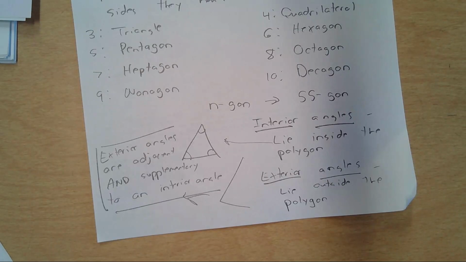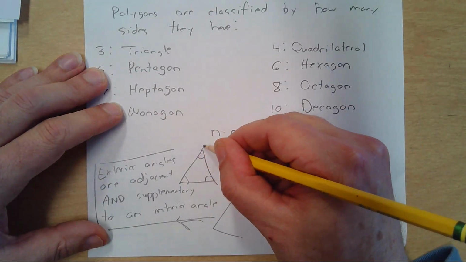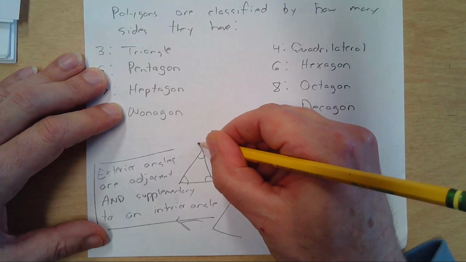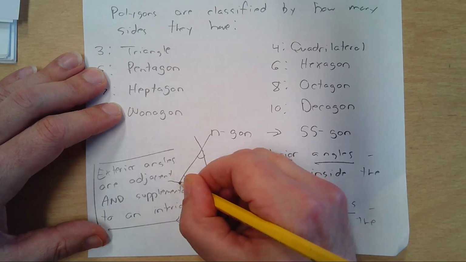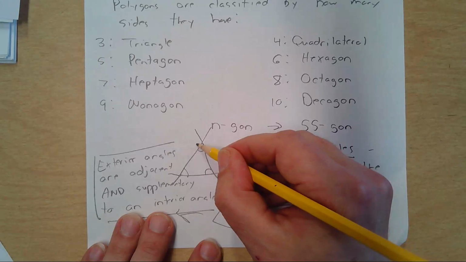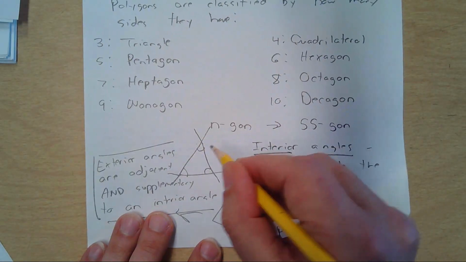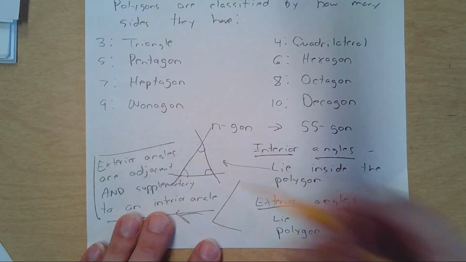So where are my exterior angles here? Well, if I keep these lines going here, if I just extend them out a little farther, we see all these new angles showing up. These are exterior angles. Exterior, exterior, exterior, exterior, exterior, exterior.